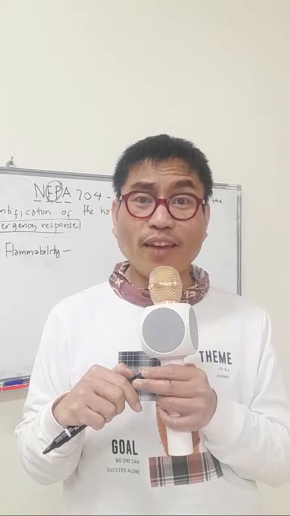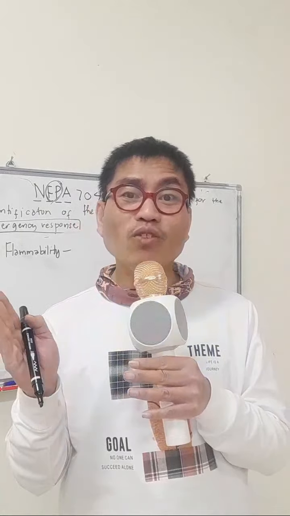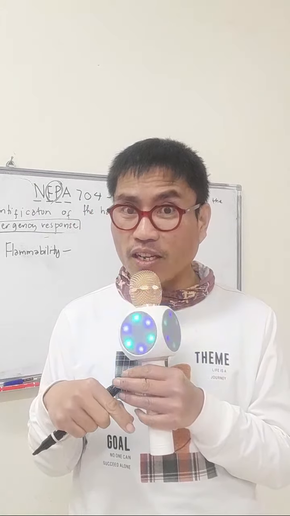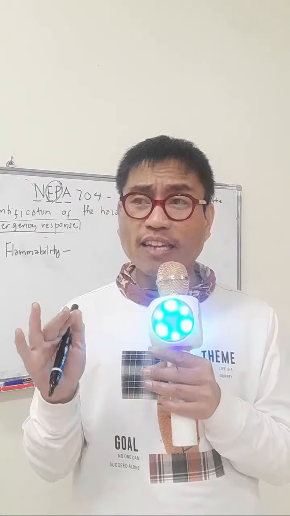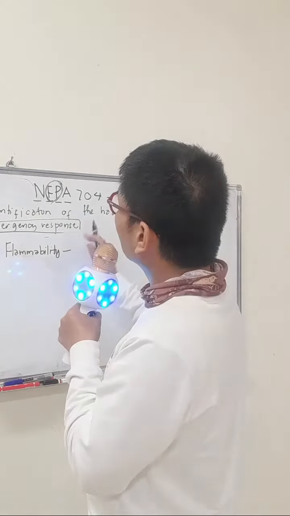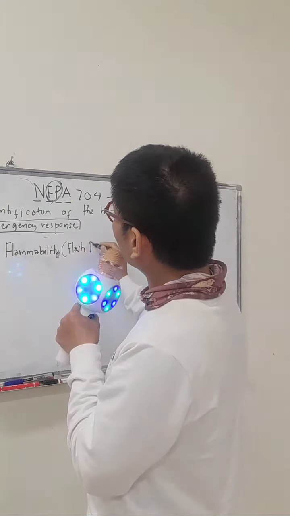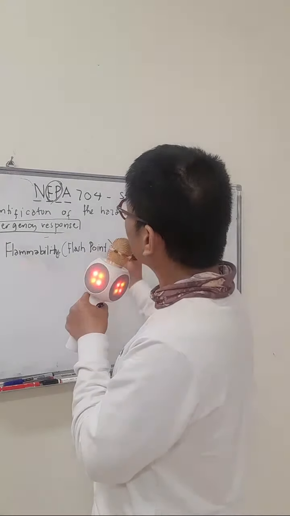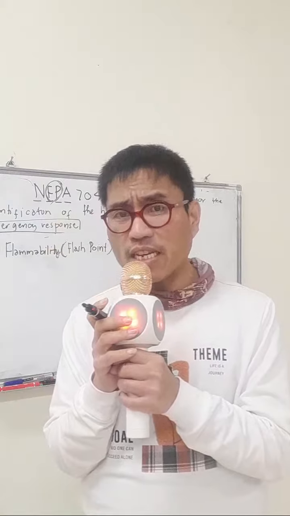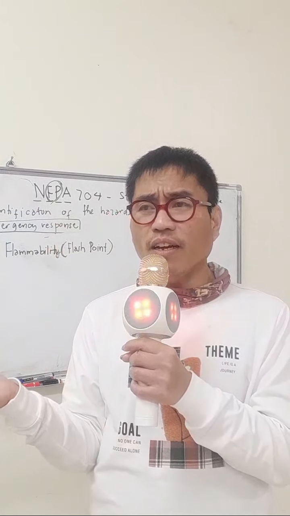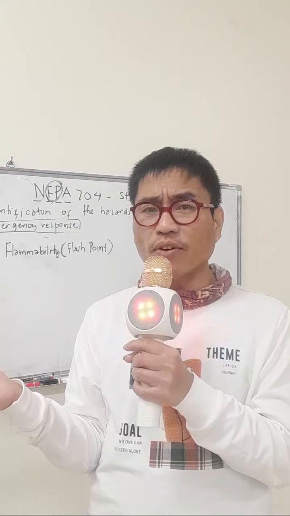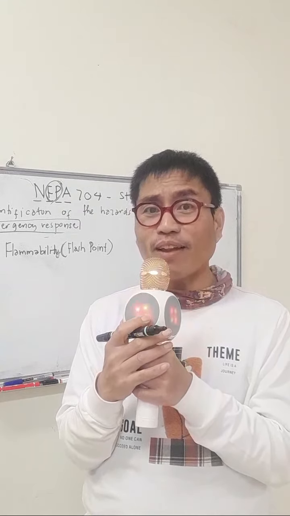So the basis will be the flash point. If we base that on flash point, then we also need to know the definition of the flash point. So you should memorize this, guys. Okay, what is a flash point? For example, if the temperature is already 40, but this chemical will still not be burned or ignite other combustible materials or whatever, meaning to say, this is less flammable.